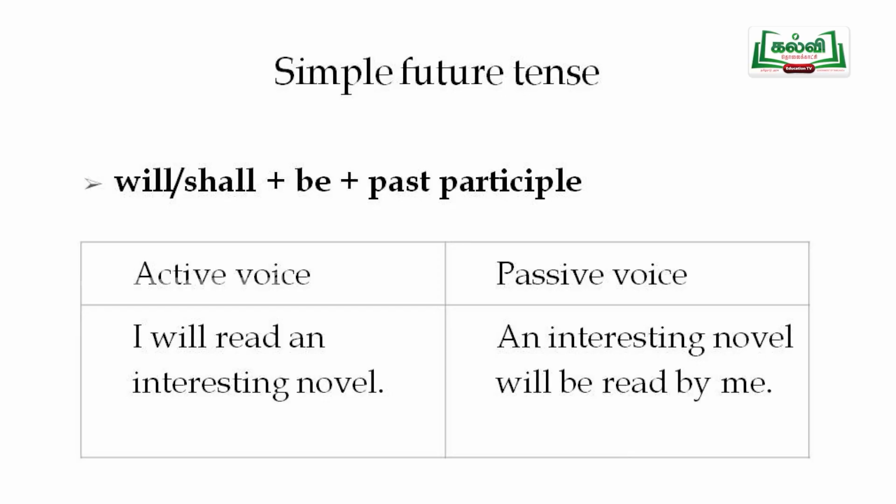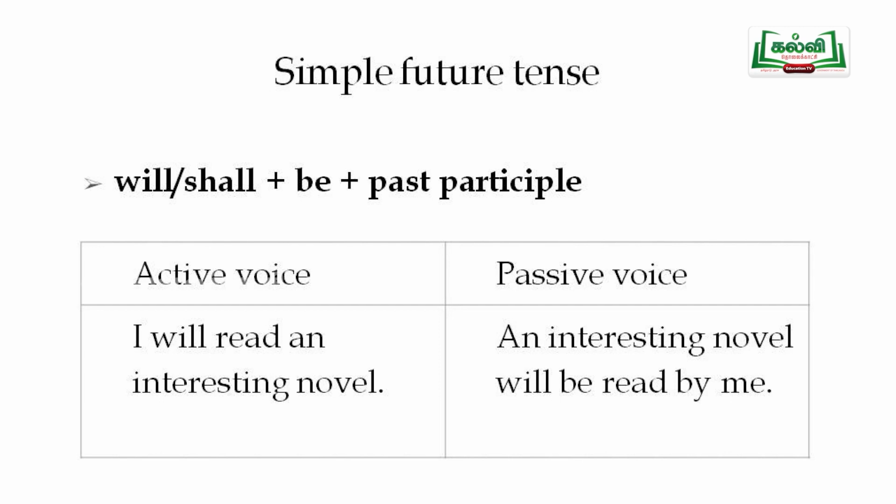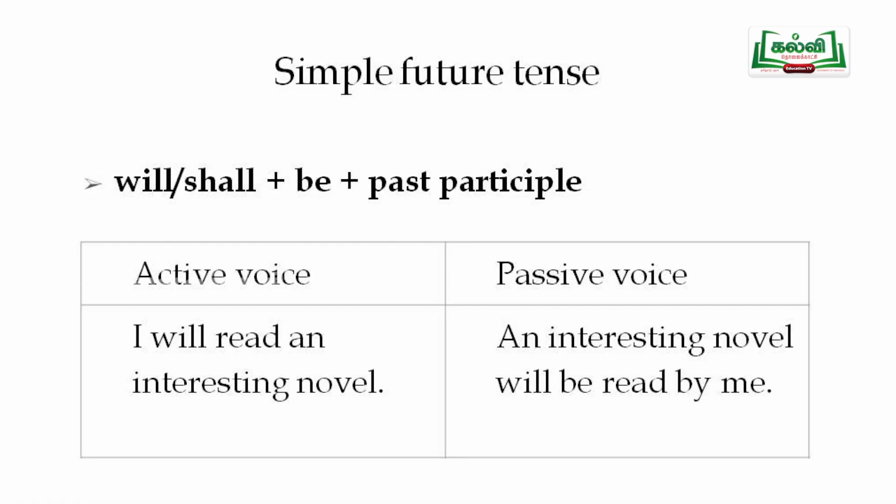Next tense is simple future tense. The construction is will or shall plus be plus past participle. The active voice sentence, I will read an interesting novel. For this, you have to do like this. An interesting novel will be read by me. If it is a future in active voice, you have to add be after will and the past participle of read. So the sentence will go like this. An interesting novel will be read by me.